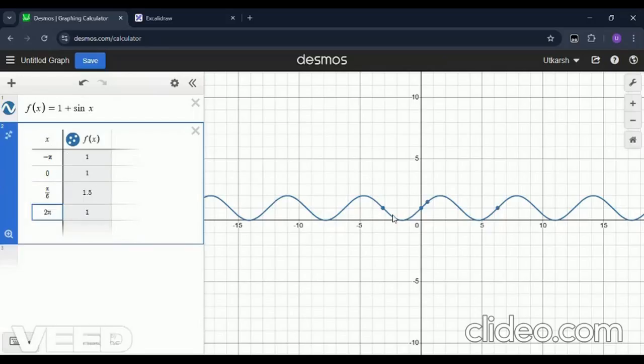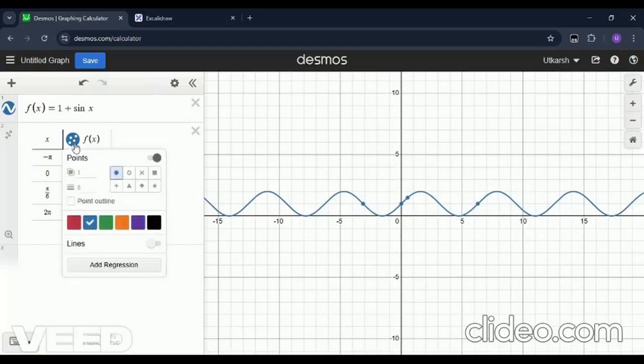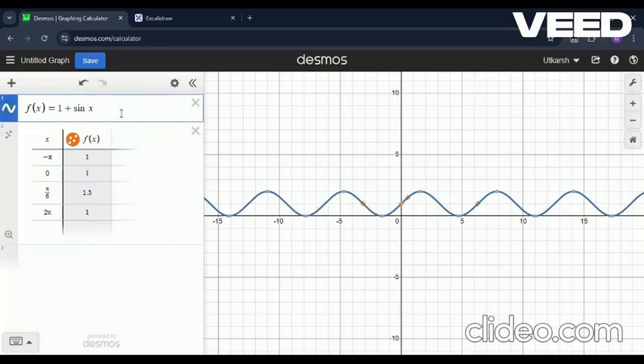Also, you can see the points have been marked on the graph, and you can change the style of these points again by the same thing. Like you can change it to green, orange, blue, and also you can change the point style from open circle to closed, or even cross, square, asterisk, rhombus, triangle, anything which you want. So this is also a very good feature, just to highlight the points on the graph or to mark them.